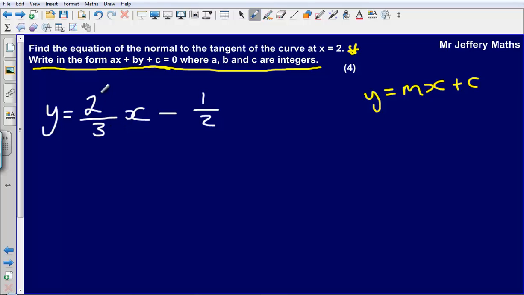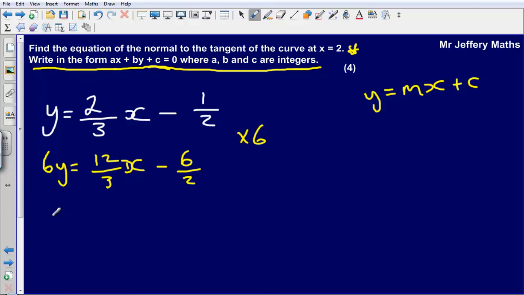So the first thing that we're going to do is we need to try and get rid of these fractions. So the way in which I'm going to do that is I'm simply going to multiply the whole of this equation by 6. By multiplying it by 6, I will get rid of the divide by 3 and get rid of the divide by 2. All I'm doing is I'm multiplying by the lowest common multiple. So multiplying by 6 leaves me with 6y equals 12 over 3 x minus 6 over 2.